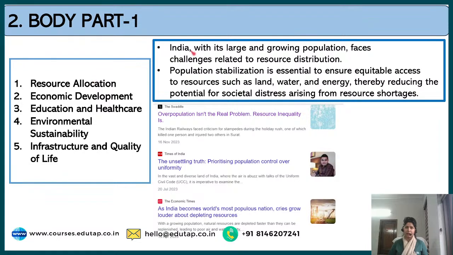India, with its large and growing population, faces challenges related to resource distribution. Talk about some resources here. Population stabilization is essential to ensure equitable access to resources such as land, water, and energy, thereby reducing the potential for societal distress, very important, arising from resource shortages. Whenever resource shortages are there, the distress in society increases. People are more in competition. If you go to a place where resources are limited, you will see that a lot of people are quarreling or fighting with each other for no reason at all.